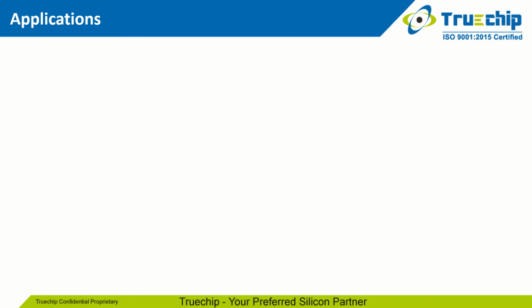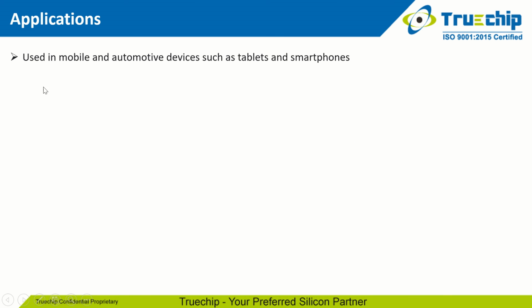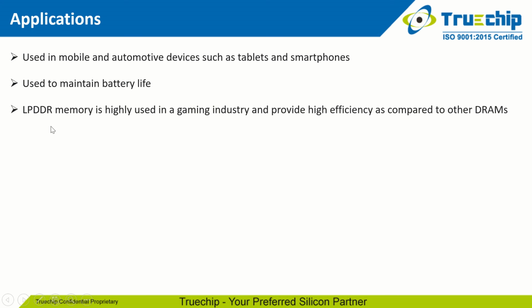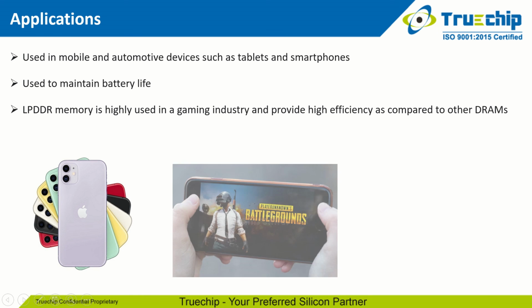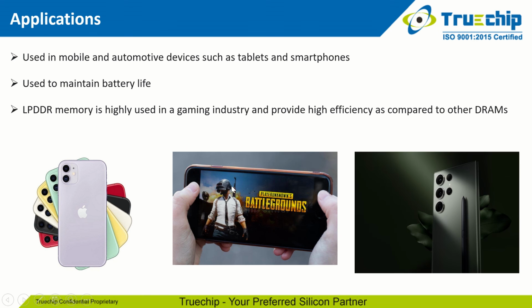Now here come the applications. LPDDR SDRAM is used in mobile and automotive devices such as tablets and smartphones, used to maintain battery life. LPDDR memory is highly used in the gaming industry, for example in games like PUBG, Free Fire, etc., and provides high efficiency as compared to other DRAMs.